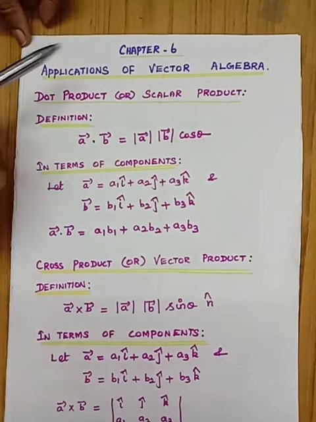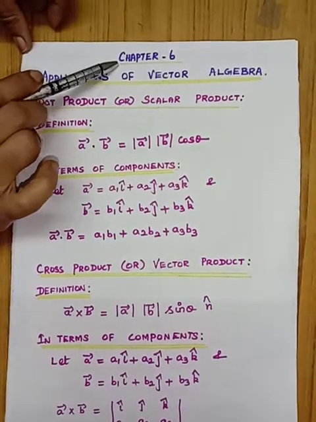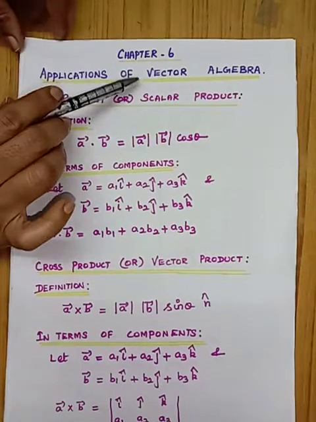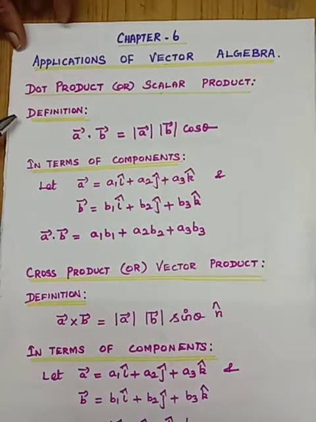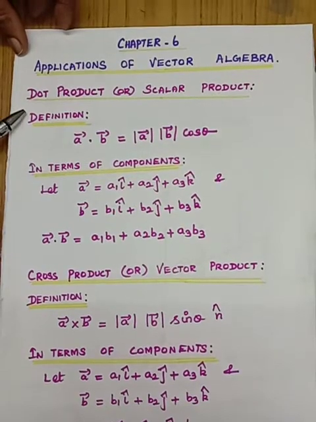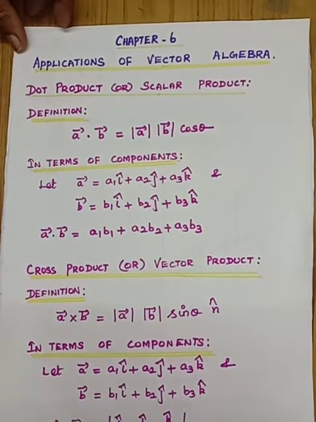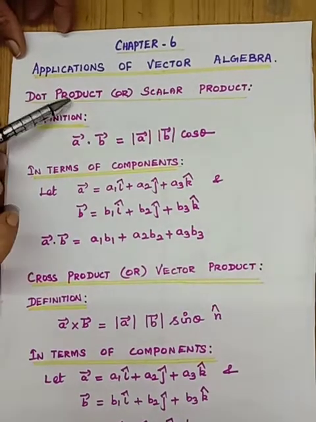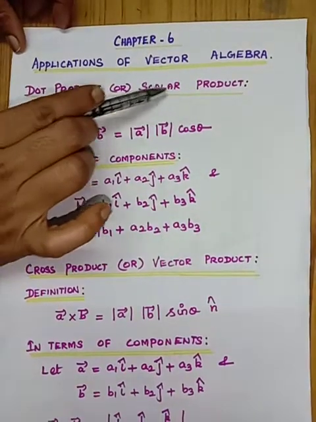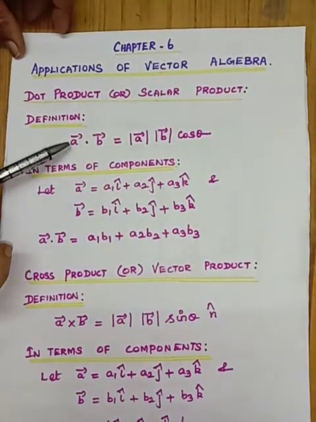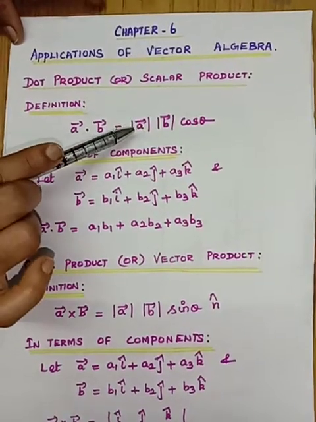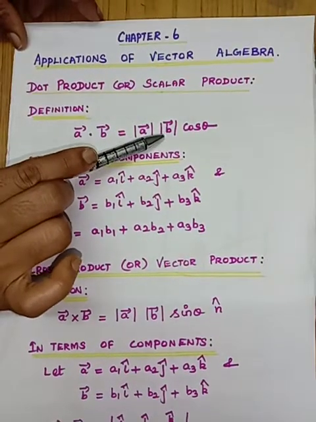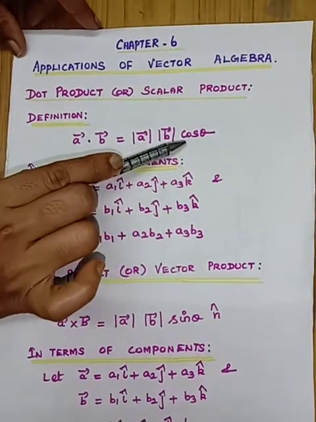Students, now we are starting chapter 6, applications of vector algebra. Let us recall the 11th standard portion, dot product and the cross product. Dot product is also called scalar product. The definition of the dot product: a vector dot b vector is equal to modulus of a vector, modulus of b vector, cos theta.